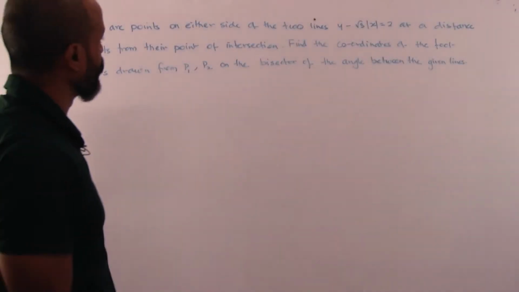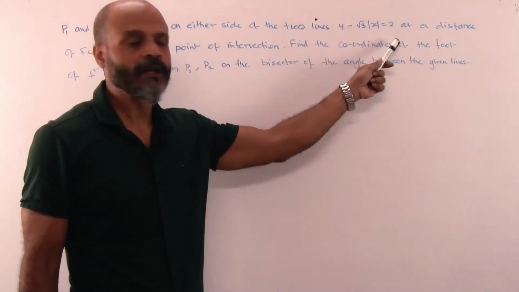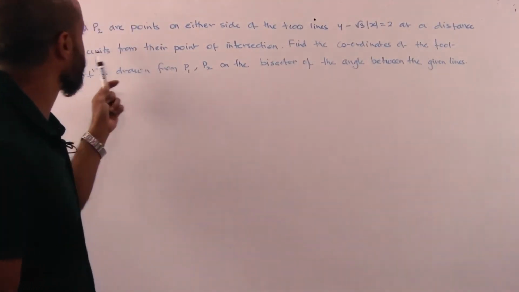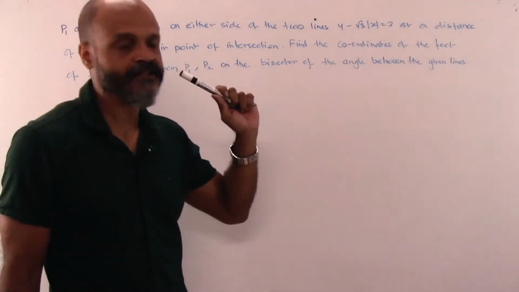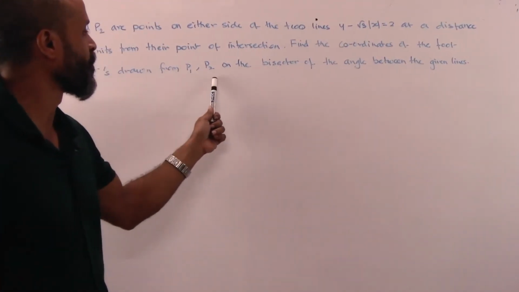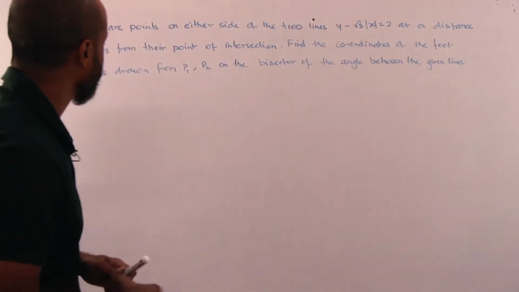Okay, here we have a problem. P1 and P2 are points on either side of the two lines y minus root 3 mod x equals 2, at a distance of 5 units from their point of intersection. Find the coordinates of the foot of the perpendiculars drawn from P1 and P2 on the bisector of the angle between the two lines. So let's look at this.